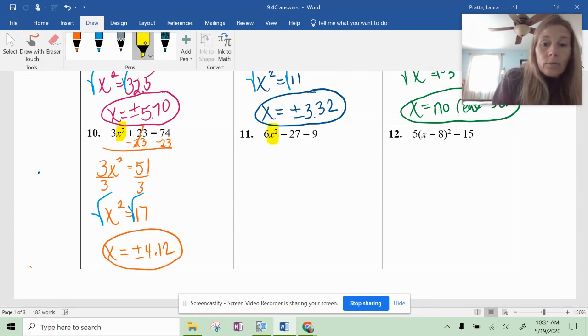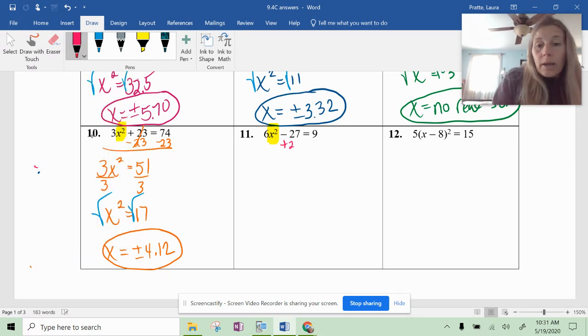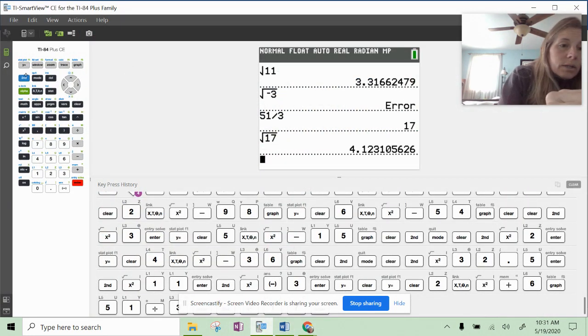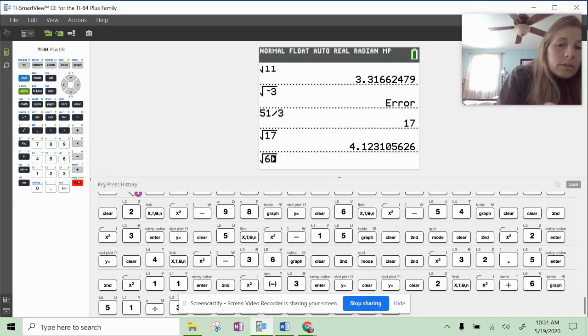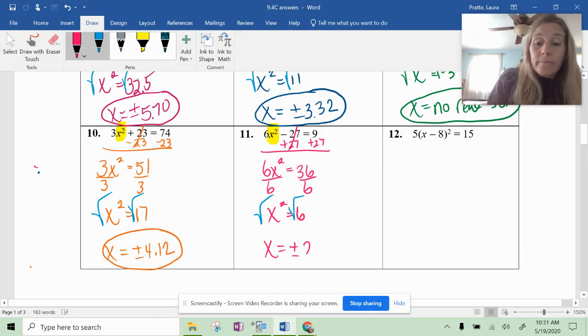Okay, next one, again, we're just getting that x squared by itself. So I'm adding the 27 over to the other side. 6x squared equals 36. Divide by 6, x squared equals 6. And then I would want to do my square root of each side. X equals positive or negative. And then what is the square root of 6? So on my calculator, I'm going to do the square root of 6. 2 places would be 2.45.